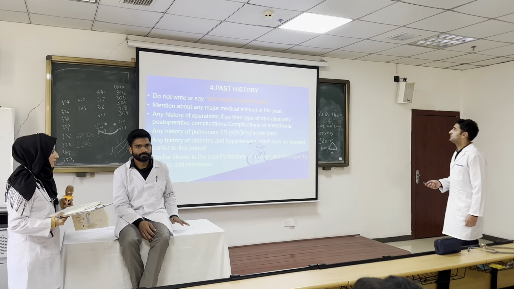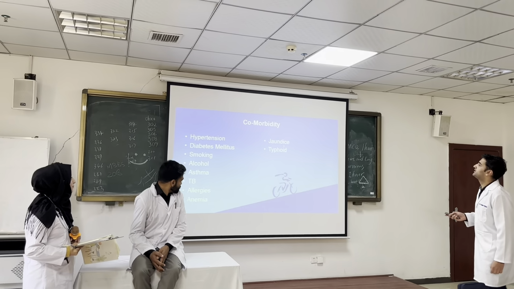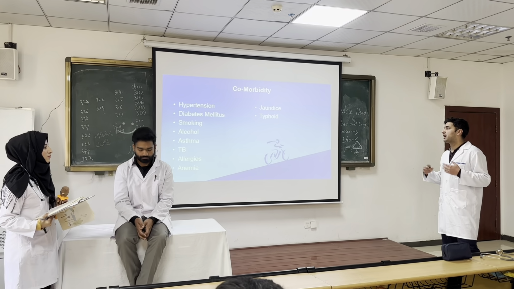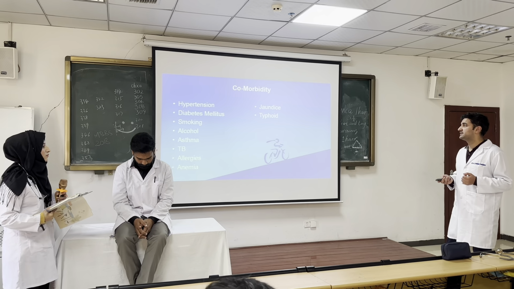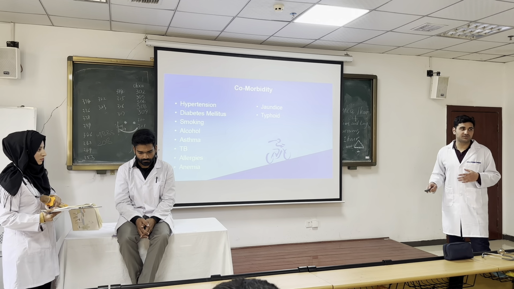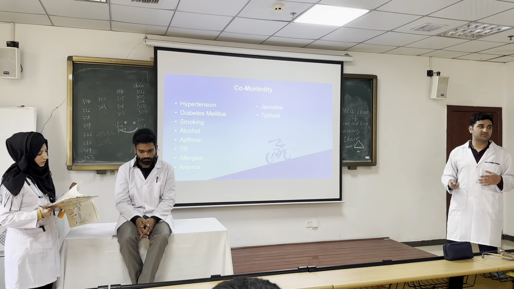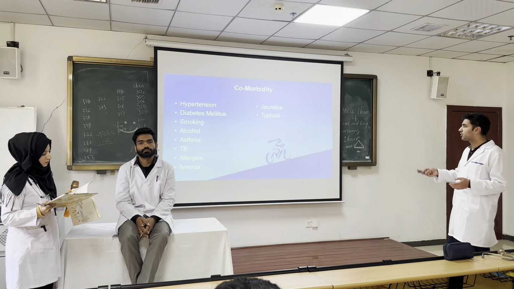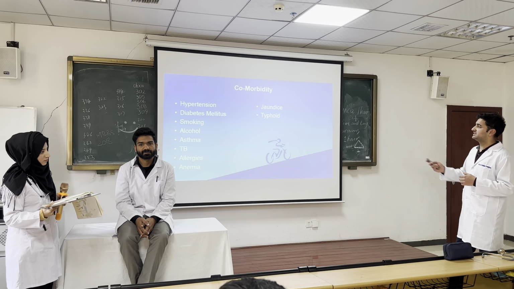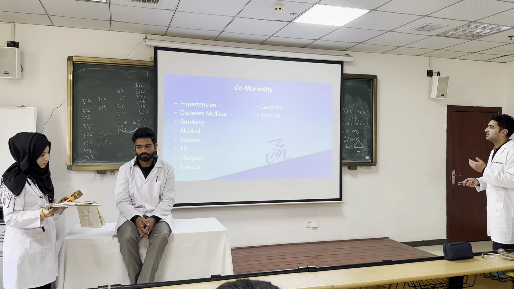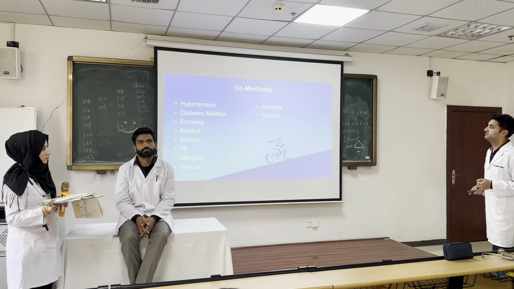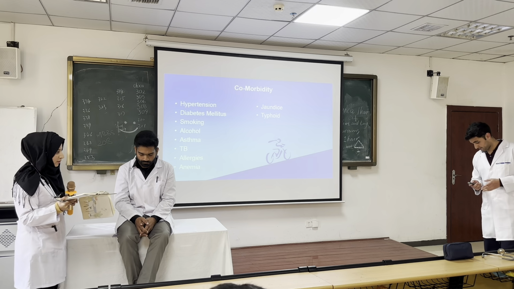So in the past history, we will ask about comorbidities like hypertension, if the patient has had hypertension before, diabetes, and smoking. We will also ask about it in the social history, but we will also ask in the past history whether you are smoking or drinking alcohol. Dr. Maham will tell us how we will ask these questions, and also about any case of asthma, TB, allergies, anemia, jaundice, typhoid.